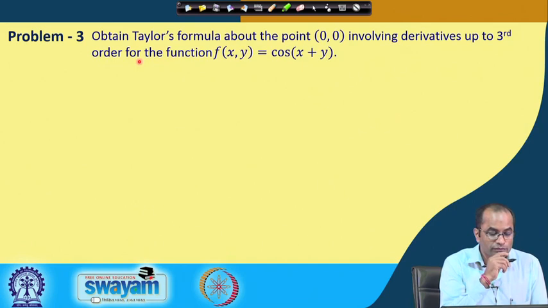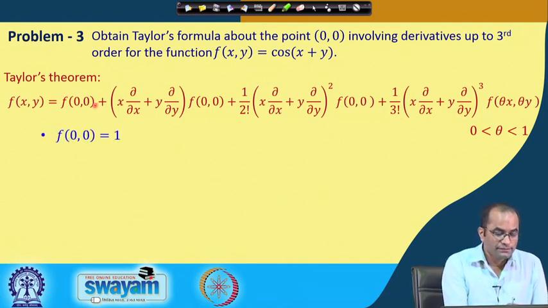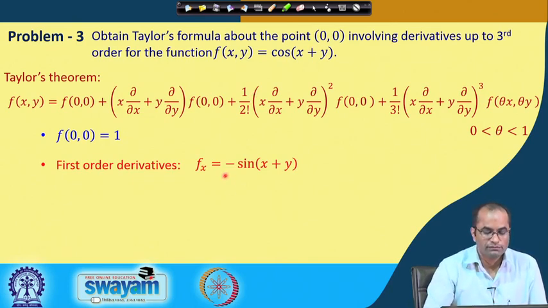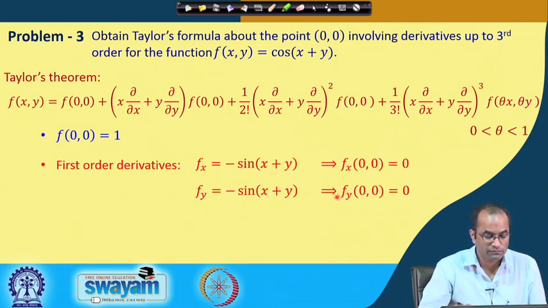The last problem here: we have Taylor's formula about the point (0, 0) involving derivatives up to third order terms of the function cos(x + y). Again, this is Taylor's theorem including the remainder term, and we have considered these third order terms here. So, we need to compute f(0,0), which in this case is 1, since cos 0 is 1. Then the first order derivatives: f_x is simply minus sin(x + y), because cos gives minus sin, and at (0,0) this will be 0. The partial derivative with respect to y will again be minus sin, and this becomes 0 there.